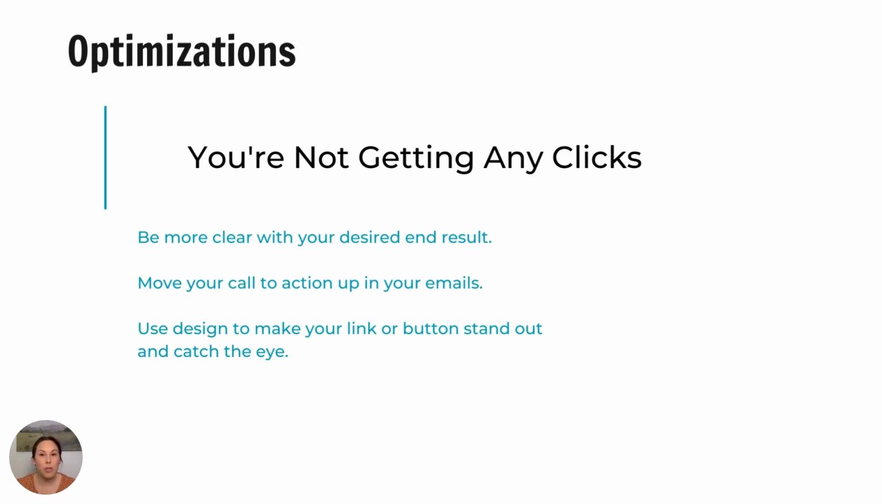Put your buttons above the fold and any links or actions you want your reader to take, move it up as early as possible. And lastly, use a design to make your link or button stand out and catch the eye. This can be done with bright colors, bold text, anything that breaks up the visuals in your email to make the eye go exactly where you need it to. Now, these can all help generate more clicks.